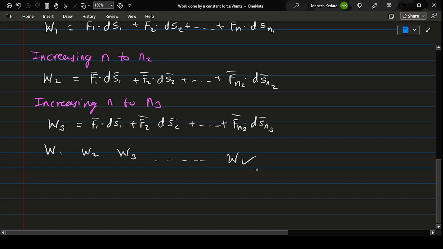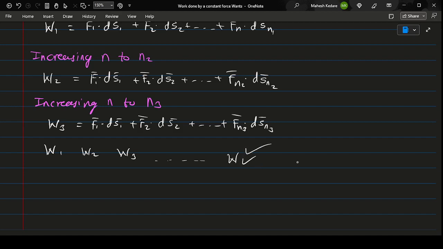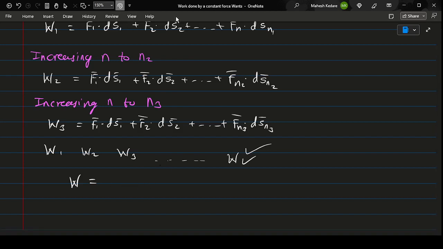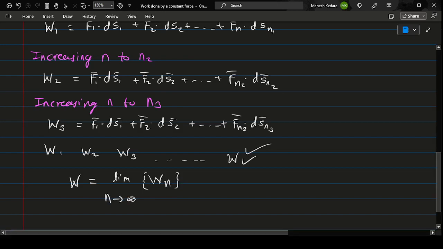This means that this limit value, W, must be the true value of the work, because we know that by decreasing the length of individual displacements, the work that we calculate goes closer and closer to the true value. We have this sequence of work values calculated in this way, and this sequence of work values moves closer and closer to this limit value. So this limit value, W, must be the true value of the work. So we write W equal to the limit value of the sequence Wn as n tends to infinity.